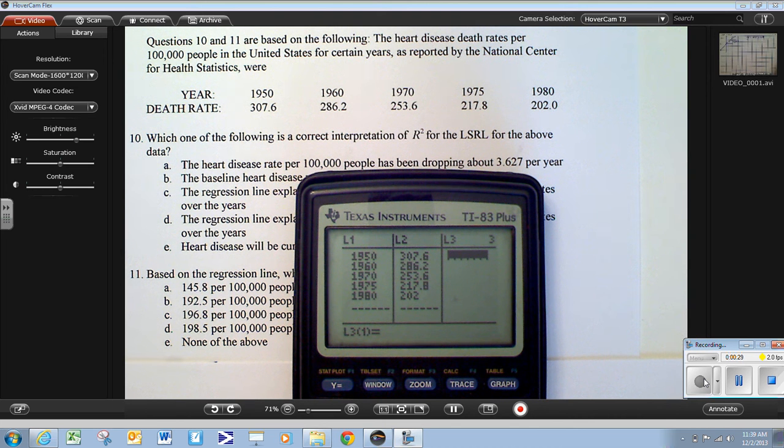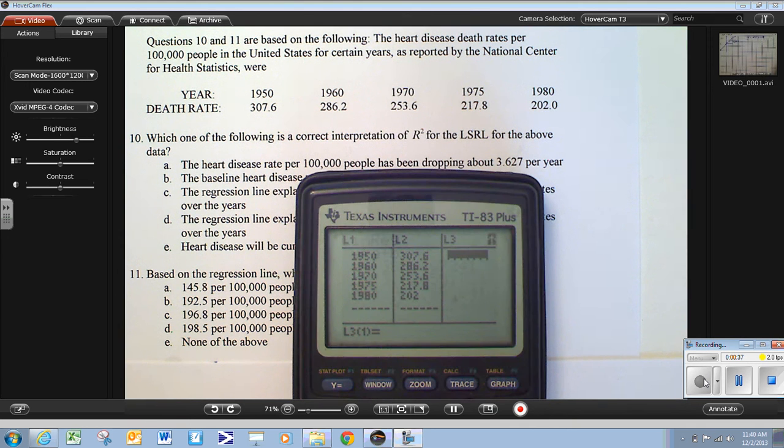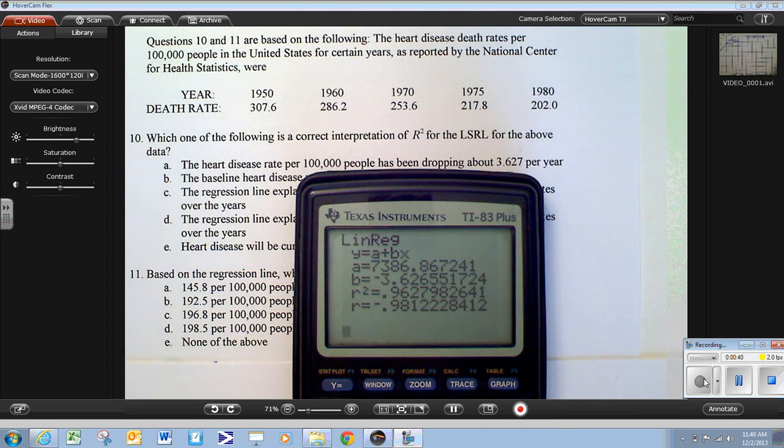Number 10. Which one of the following is a correct interpretation of r squared for the least squares regression line for the above data? So that tells me to interpret and calculate the regression line. And I've got that regression line calculated. Remember, I used number 8 on my calculator so that A represents the y-intercept, B represents the slope, and most important here is that I'm finding the value of r squared, that proportion of variability. The most common mistake in this problem was to have chosen the value of r that does have a negative value because the actual death rate was falling over time.